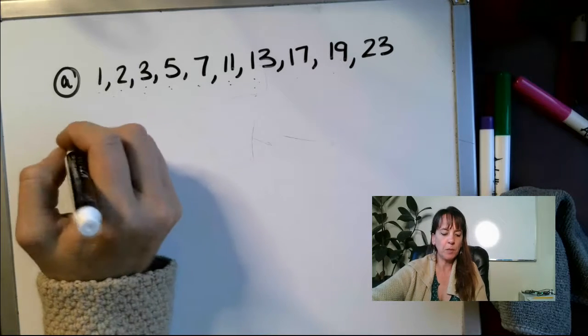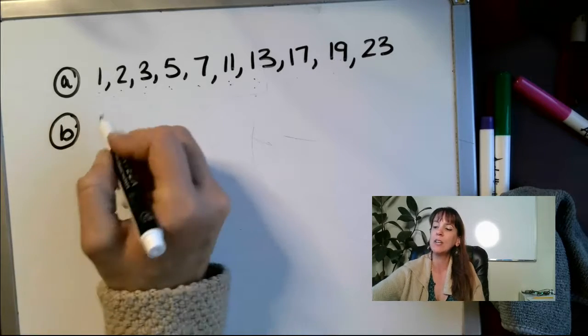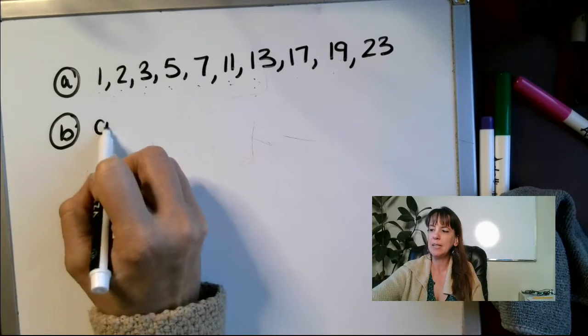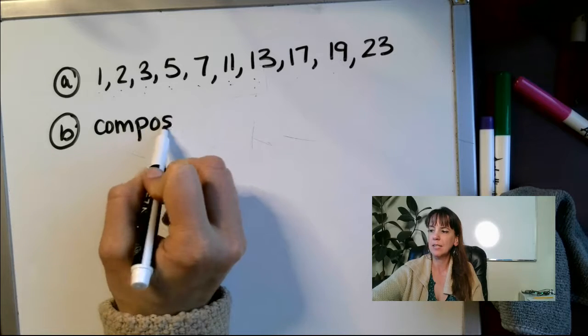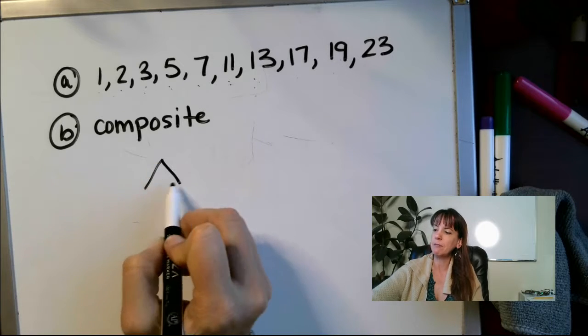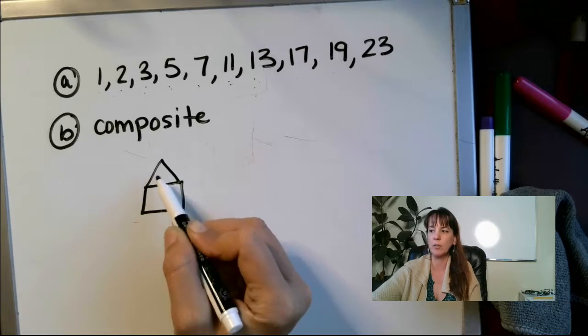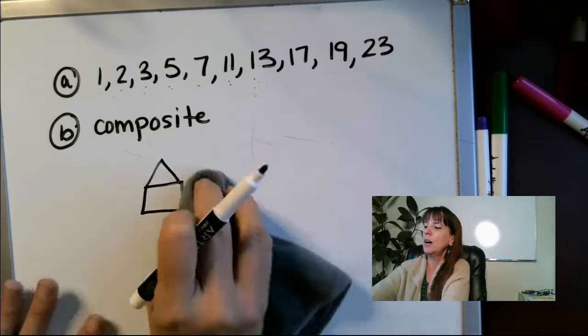B: if a whole number greater than 1 is not prime, then what kind of number is it? If it's not prime, it is composite. Guys, composite just means made up of different things. So this is a composite figure because it's made up of 2 different shapes, a square and a triangle. So we call that a composite figure.